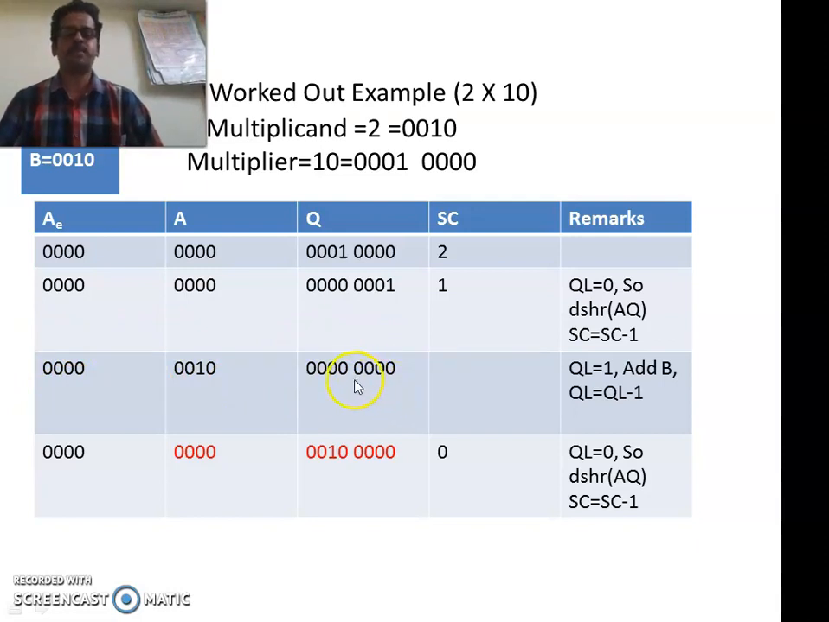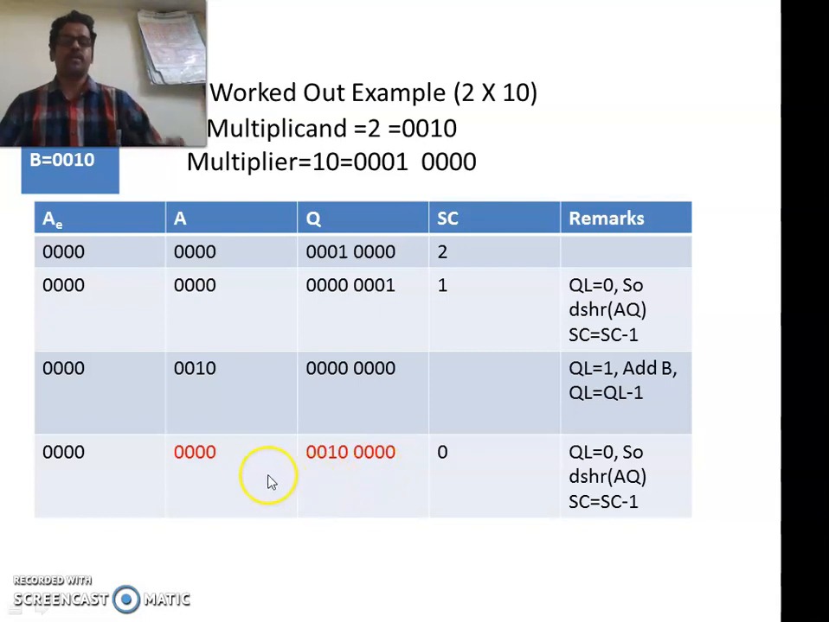While performing a decimal shift right, this rightmost digit would be last. This digit would be coming to this position, and this digit is coming to this position, and this digit is coming to this position, and we are adding 0 into the leftmost digit position and decrementing the sequence counter. Now the sequence counter reaches 0. This tells that we have come to the end of the result. Now the result is available in AQ.